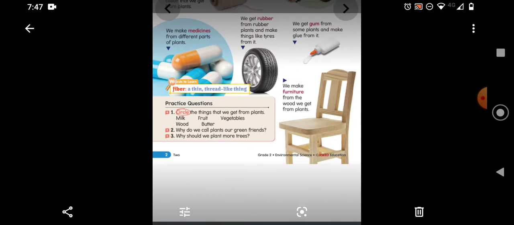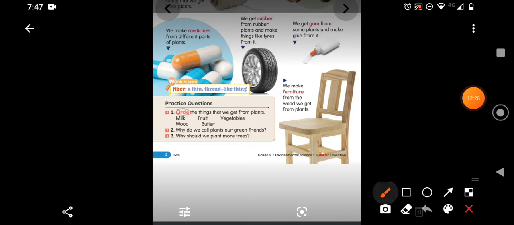Yes. So how can we understand better? By attempting these practice questions. Let us see, children. Circle the things that we get from the plants. See there, children, what is given: milk, fruit, vegetables, wood and butter. Milk we get from the cow or buffalo, no children? And butter from the milk. So you think and you circle that. Very good. Shall we do that, children? Very good. So what all do we have to circle? Fruit you all already kept.